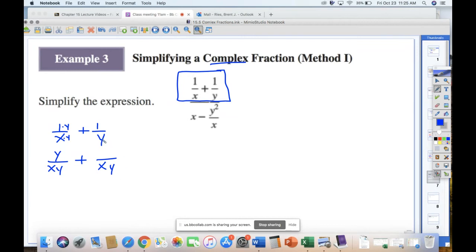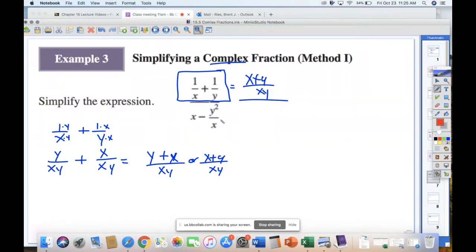How did I go from y to x times y? Well, I took it times an x, so I better do the same on top, and 1 times x is x. And we get y plus x over xy. Or you could write it as x plus y over xy. However you want to write that, y plus x or x plus y. It's okay. Same thing. So that's the numerator. I'm going to write it as x plus y over xy. So that's my top. That's my numerator.